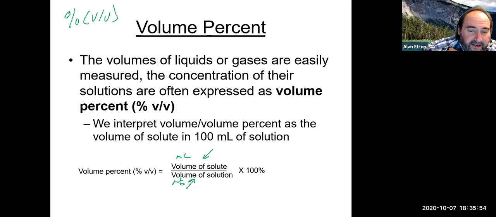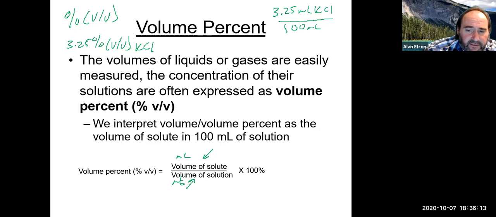So if you had a 3.25% volume to volume potassium chloride solution, you could say that you had 3.25 milliliters of potassium chloride in 100 milliliters of solution. Or you could turn it into an opposite conversion factor, 100 milliliters of solution, 3.25 milliliters of KCl. So again, it works really the same way as percent mass to mass, but deals with the volume over volume relationship of those two things.